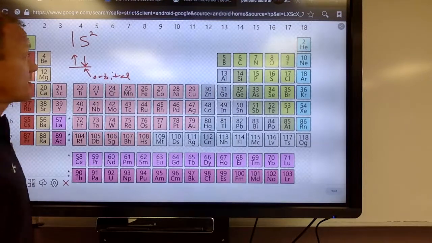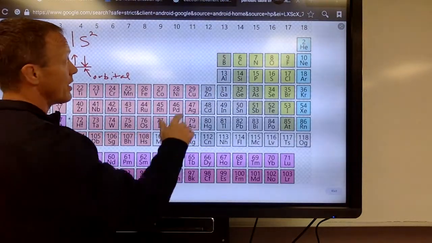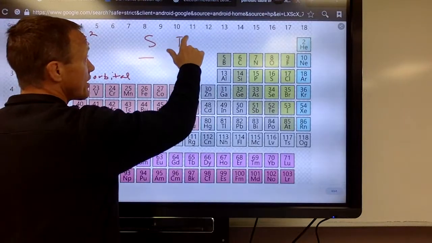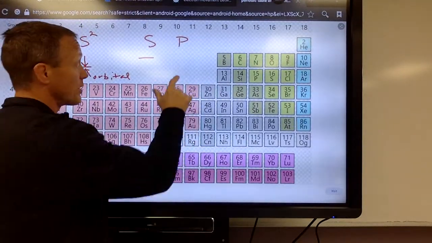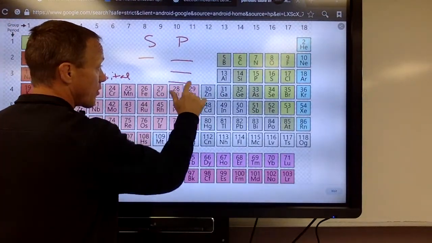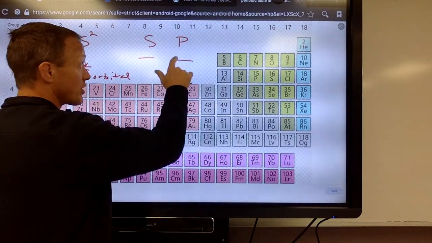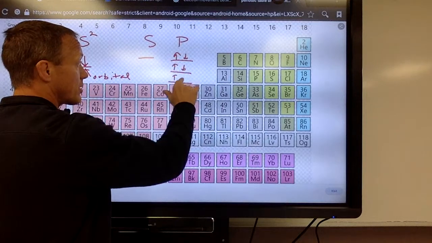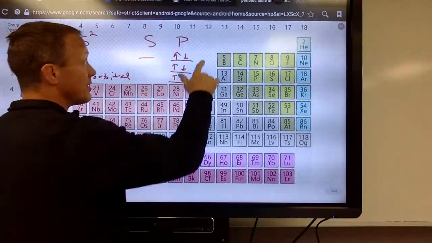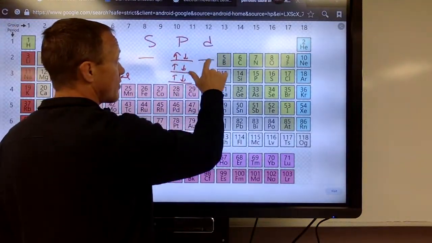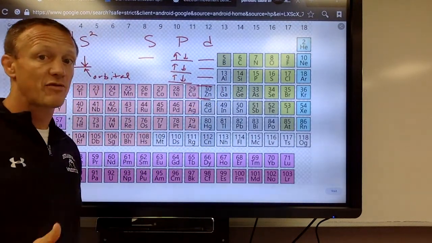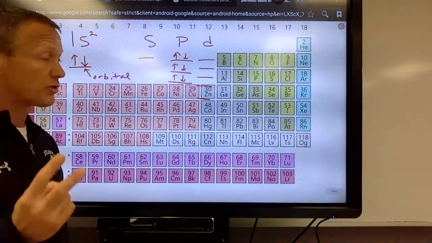Okay, so let's think about how many orbitals are in each sublevel. An s sublevel has one orbital. A p sublevel, which holds 6 electrons, would have 3 orbitals. Each one can hold 2 electrons. A d sublevel would have 5 orbitals, and an f sublevel would have 7 orbitals, since there are 2 electrons in each one.